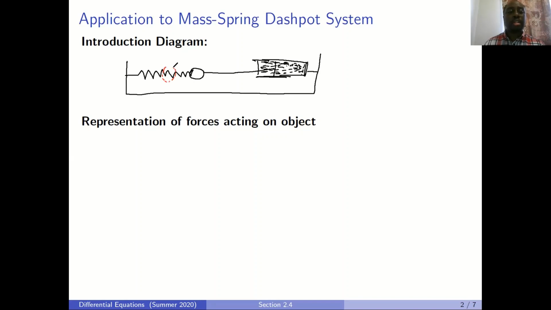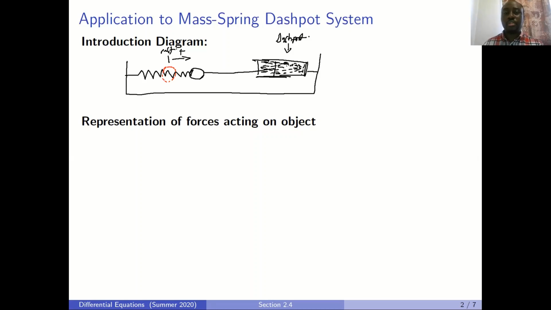Now, what happens is that the object is initially in some rest position, indicated here in red, and it is pulled towards the right. So this is my rest position. The object is pulled towards the right, and so we'll consider this direction the positive direction. And once the object is pulled towards the right, this rod is pushed into the dashpot. So this is our dashpot here.